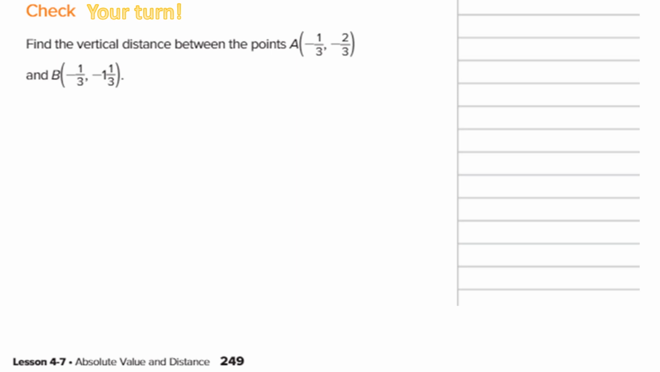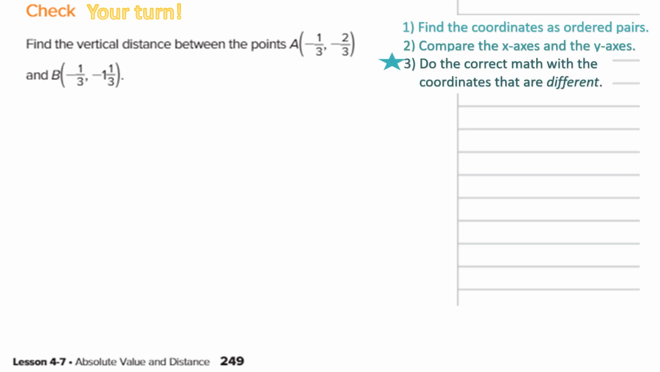So hopefully you realize you didn't need a coordinate plane and you just tried to do the math, focusing in on those 3 steps. First, you have your ordered pairs, so you don't need to find them. Second, you compare your x and your y axes. You see that your x axes are the same, so you keep them and ignore them. So that means you're going to do your math with your y axes.